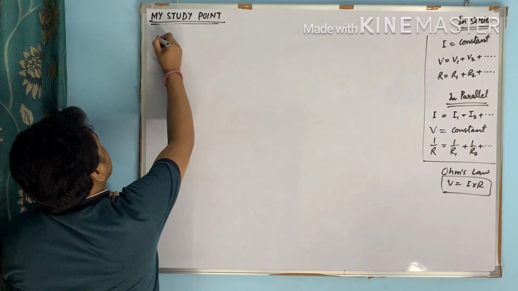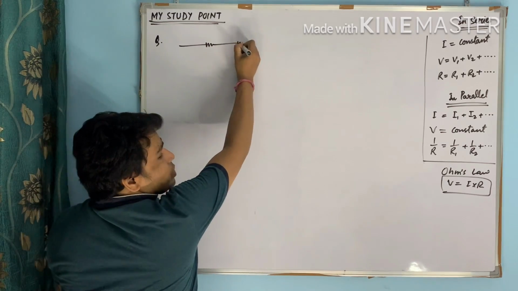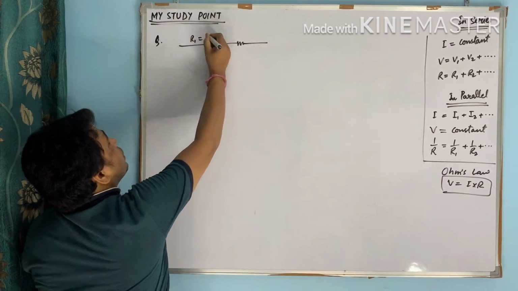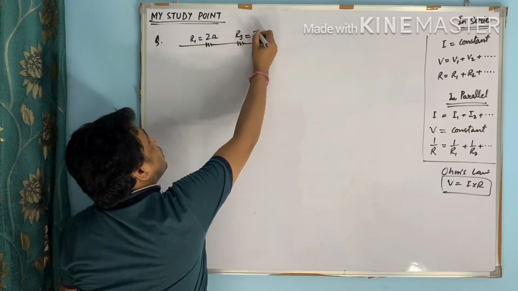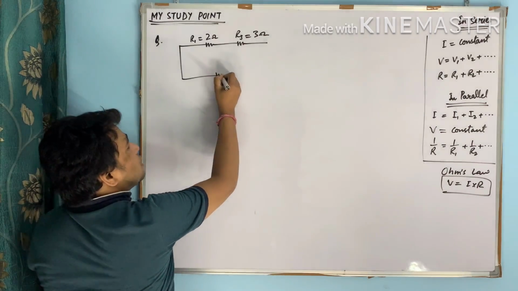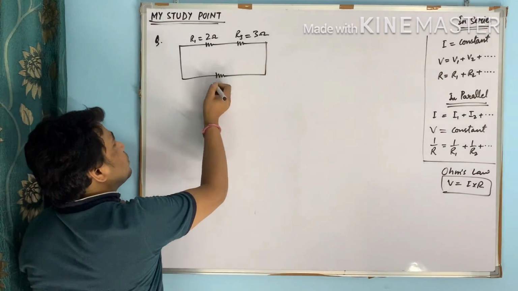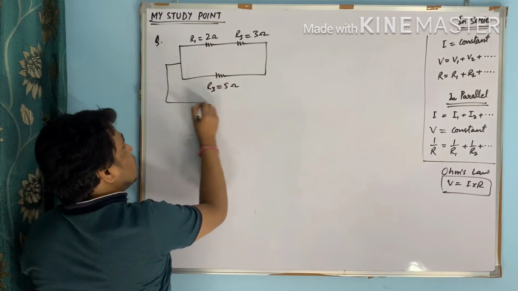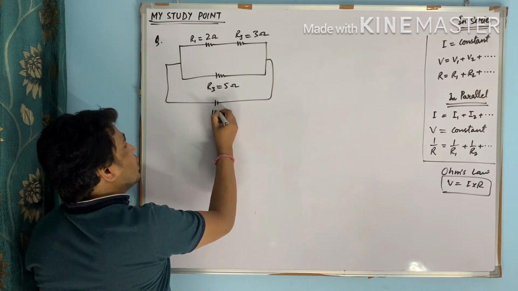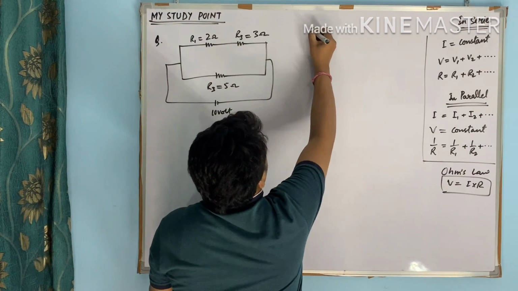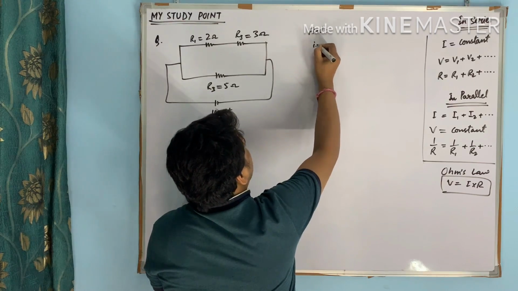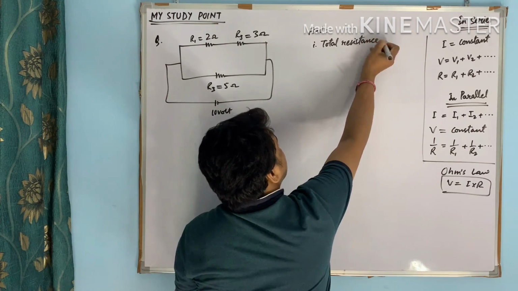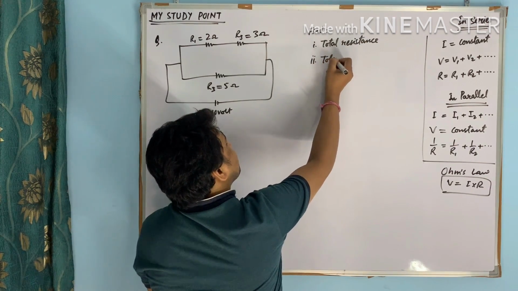Second question. Two resistors are back to back in series, that is 2 ohm and 3 ohm. The third resistor is in combination to both of them in parallel in the diagram. R3 is 5 ohm. The whole circuit is connected to a battery of 10 volt. Find first part, total resistance, and second part, total current.